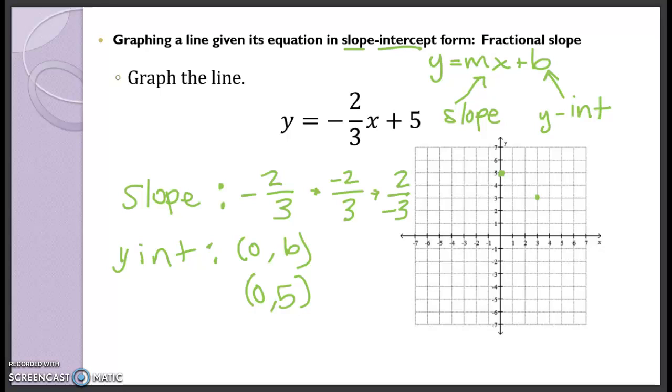So if it's 2/-3, then I'm going to rise a positive 2 and go to the left a negative 3. You can see those three points are along the same line. So it's actually going to be a solid line like so. So that is graphing a line given its equation in slope-intercept form.